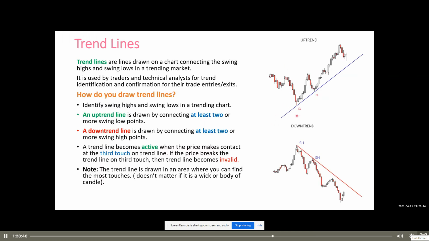So you can draw a trend line with 2 points. Now, let's say the stock over here has not made its third touch yet. If the stock tests this trend line and bounces off it, then you have a valid trend line that is actually very strong. That's a strong trend line. The trend line becomes active on the third touch.